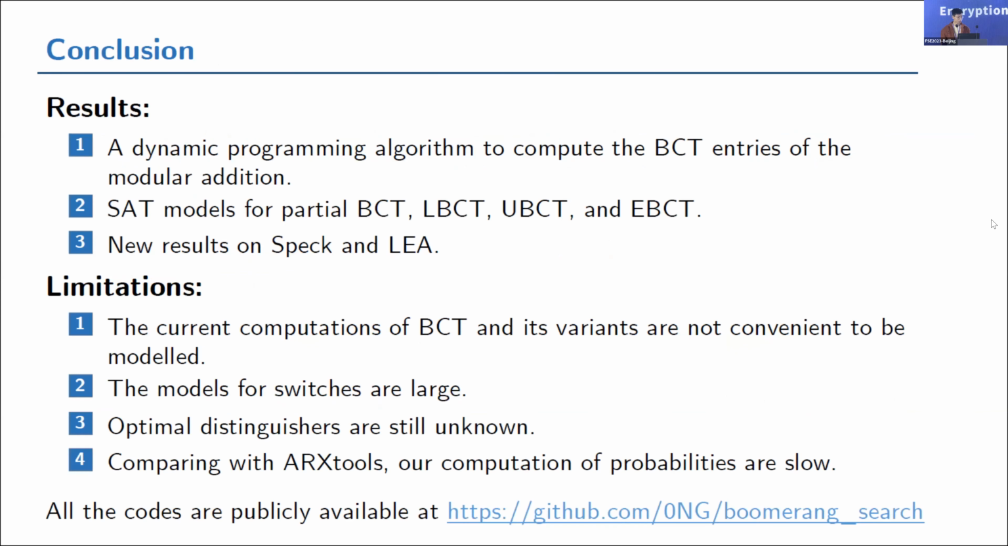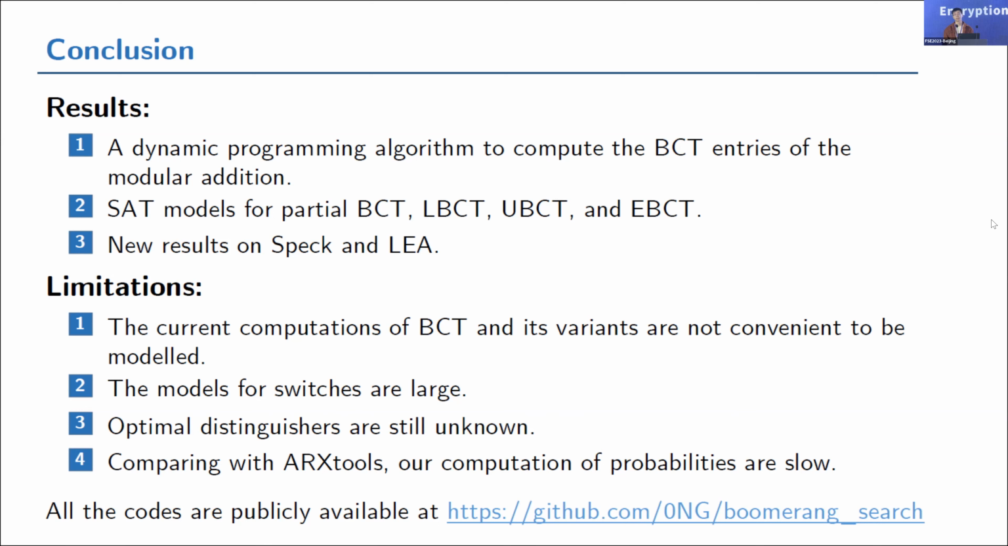Okay, let me do a conclusion. In this work, we accomplished three results: the efficient algorithm, the set models for this table, and new results on these two ciphers. But there are also some limitations on our technique. The first one is that the current computation of the tables is not very convenient to be modeled. If you look into my code, you will find that our model is quite large. So the current models for the switch are too large.